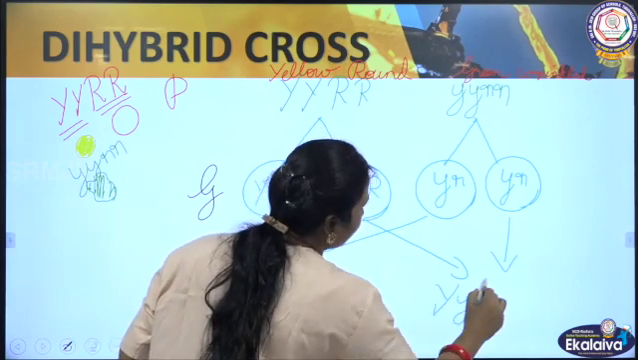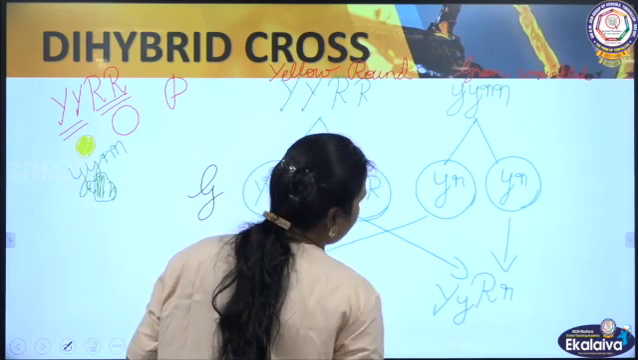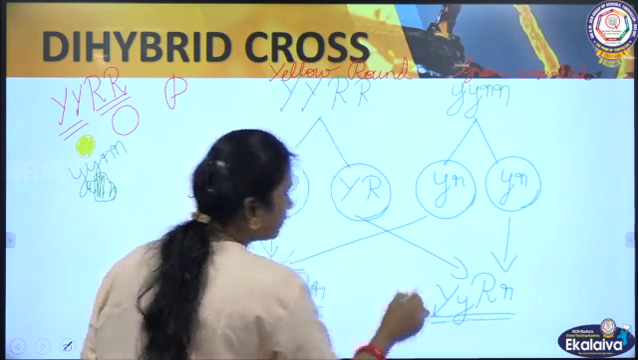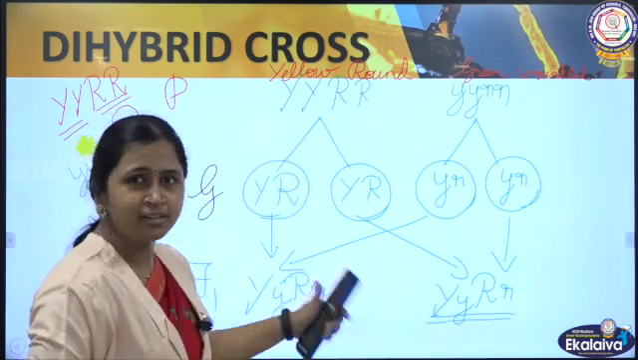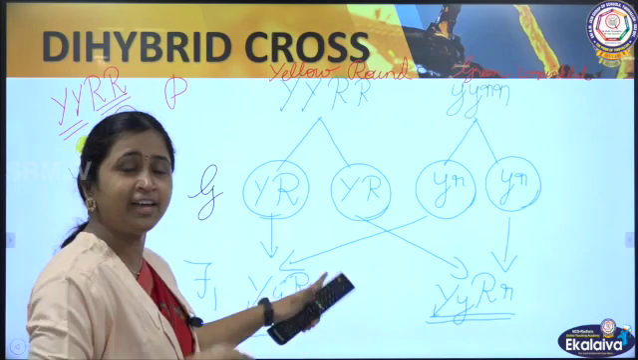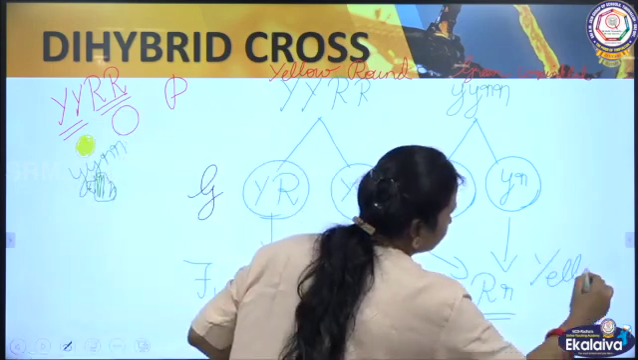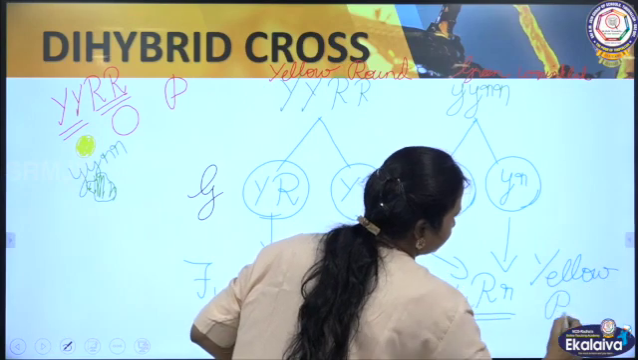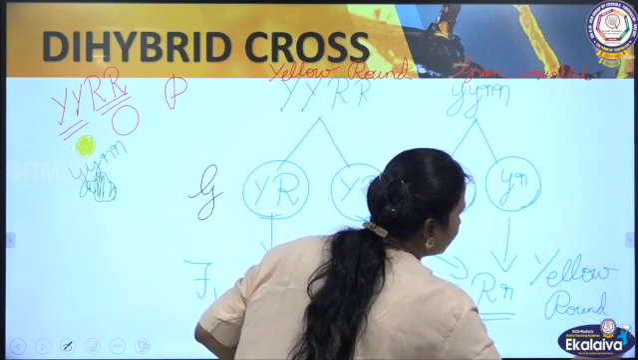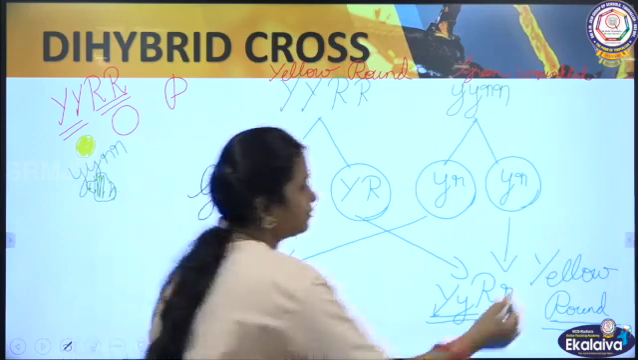Capital Y, small y, capital R, small r. Okay. So, we get something dominant. Just see what dominant character is expressed here. So, it is yellow, round. We get yellow, round, 100% again.